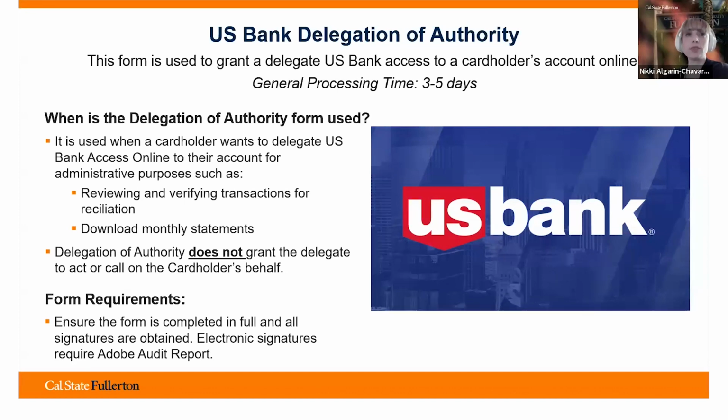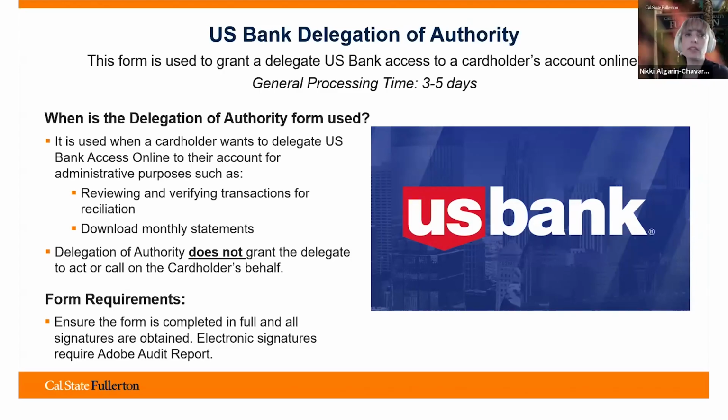Make sure that you're reviewing and verifying the transactions. As I had mentioned earlier, this is one of the purposes: downloading the monthly statements. And note that the delegation of authority does not grant the delegate the ability to act or call on the cardholder's behalf. So again, it is purely access to online information, not calling or acting on the cardholder's behalf.